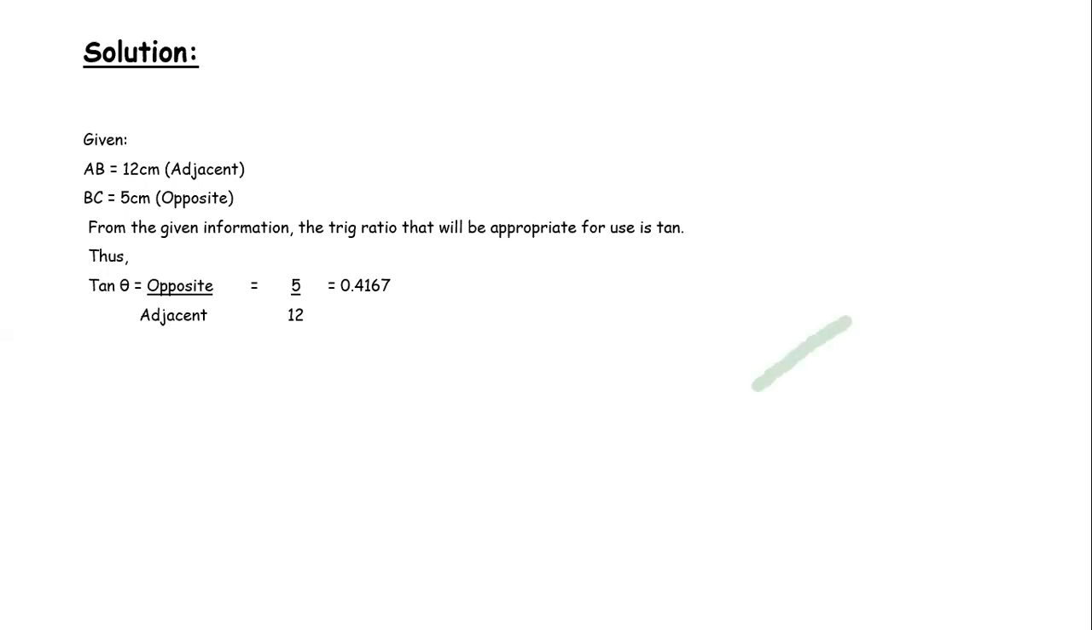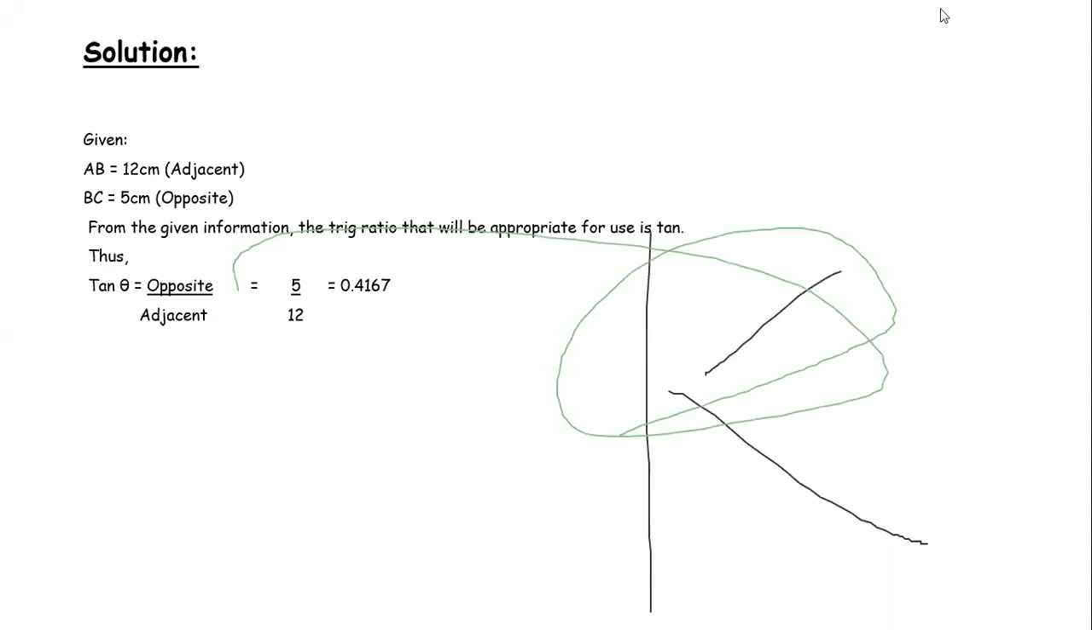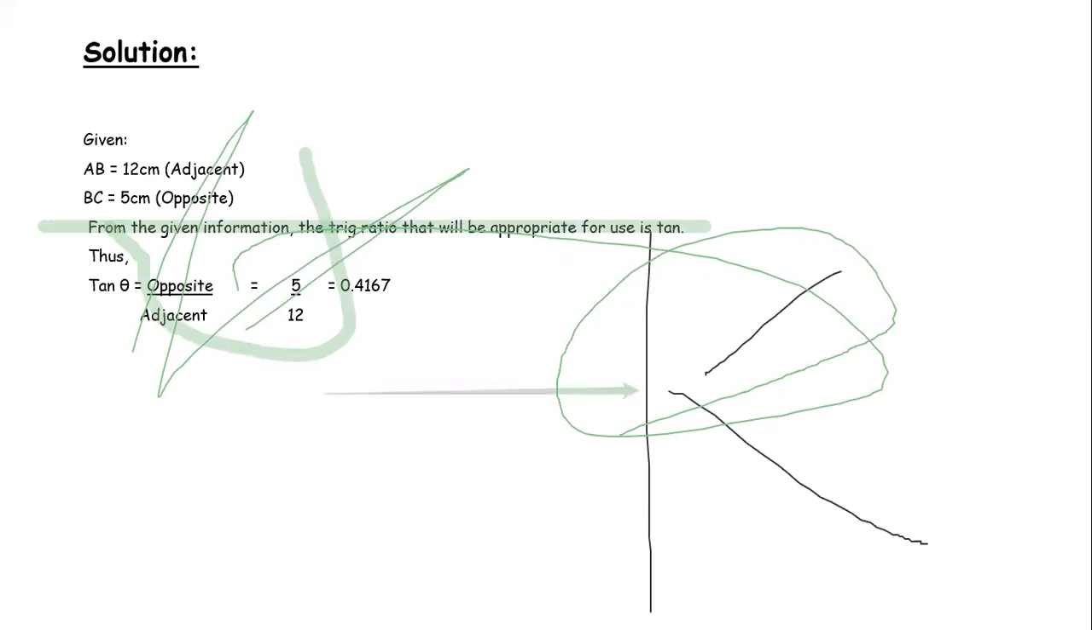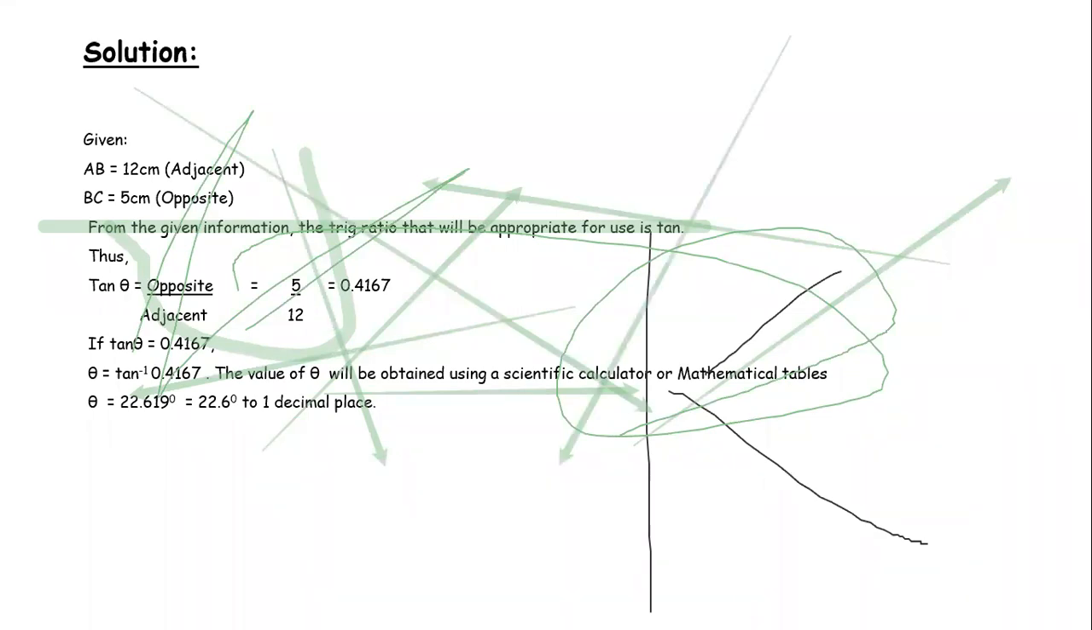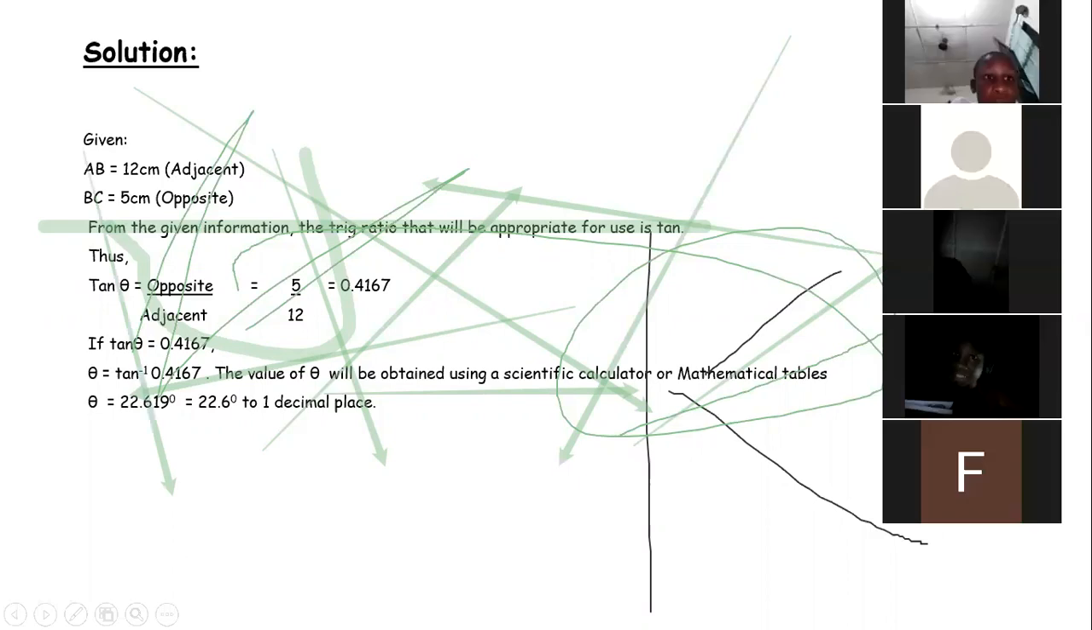So our tan theta will be equal to 5 over 12. And if we divide that, we will see that 5 over 12 is equal to 0.4167, which implies that we use our calculator or our 4-figure table to find our theta. I don't understand how you got the answer. Which of the answers, please? The 5 divided by 12.